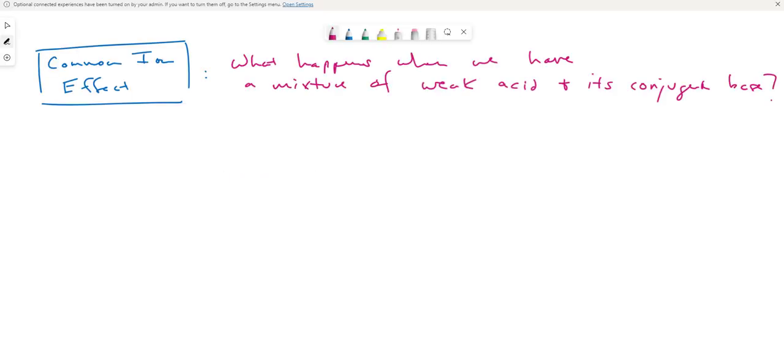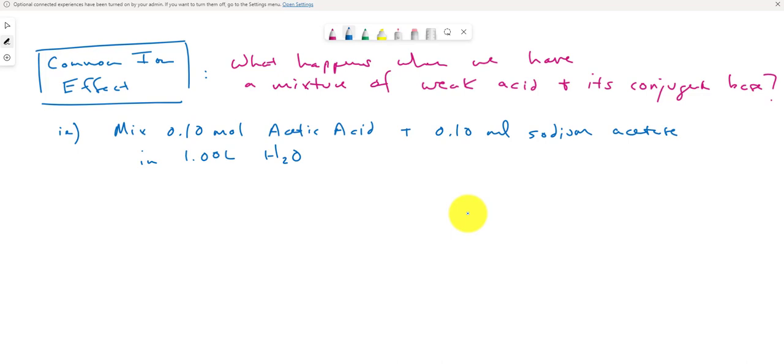So this video follows directly on the heels of the previous video, which was what happens when we have a mixture of both a weak acid and its conjugate base. How can we think about what the pH of that system is? So we're going to jump right into an example because you have all the mechanics to solve this, but we need to see it in operation.